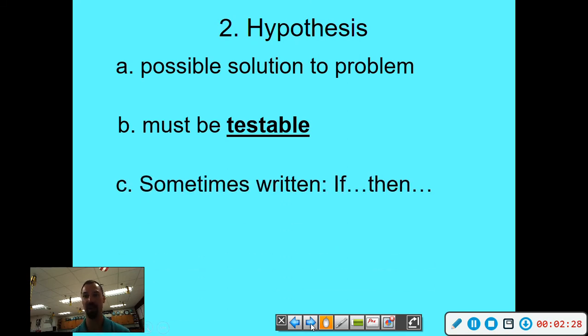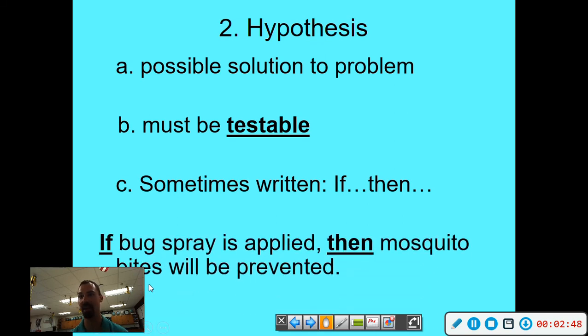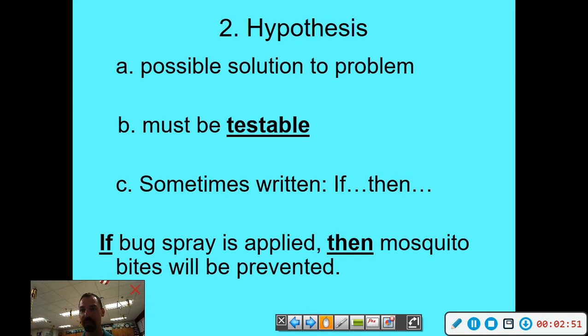Sometimes the best way to frame it is using an if-then statement. If I change this in the experiment, then this will happen. And that makes a proper hypothesis because you're telling what you're changing in the experiment and you're giving a possible end result. And that's what you need for a proper hypothesis. So an example: if bug spray is applied, then mosquito bites will be prevented. So that's a well done hypothesis statement. All right, because you're telling what you're changing, so use bug spray, and you're telling what the end result should be. Mosquito bites will be prevented.